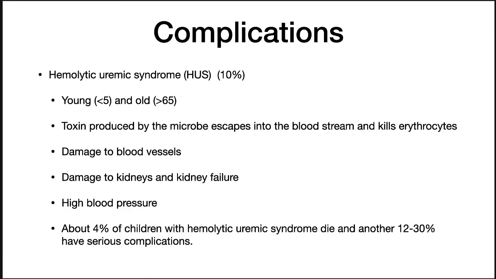In most cases, the disease then subsides without further complications. However, in about 10% of patients, there can be a complication called hemolytic uremic syndrome, or HUS. This will happen in the very young, less than 5, and those older than 65. The toxin produced by the microbe escapes into the bloodstream, and there it begins to kill erythrocytes. This causes them to accumulate in blood vessels and cause damage. It can also cause damage to kidneys and kidney failure. In both cases, you get high blood pressure just basically because of the clogging of the blood vessels. About 4% of children with hemolytic uremic syndrome die, and another 12 to 30% have serious complications.